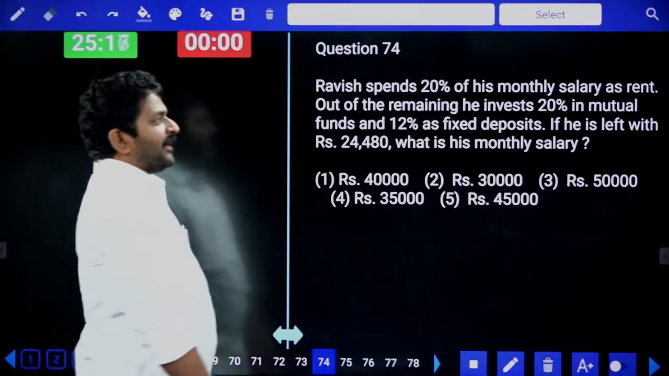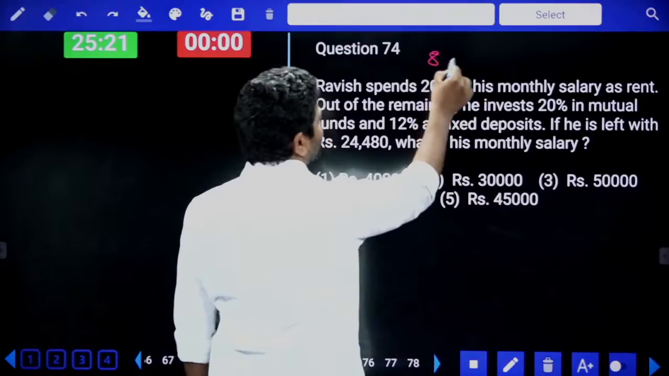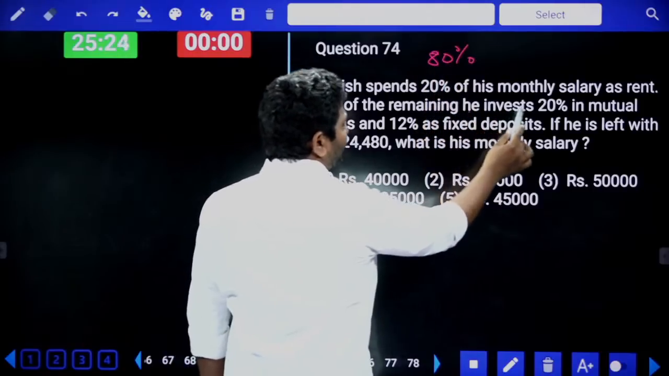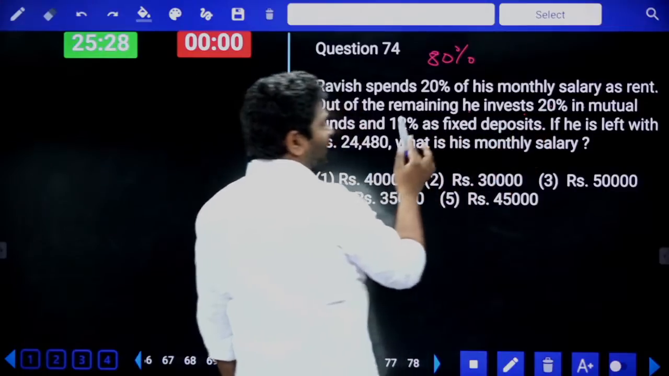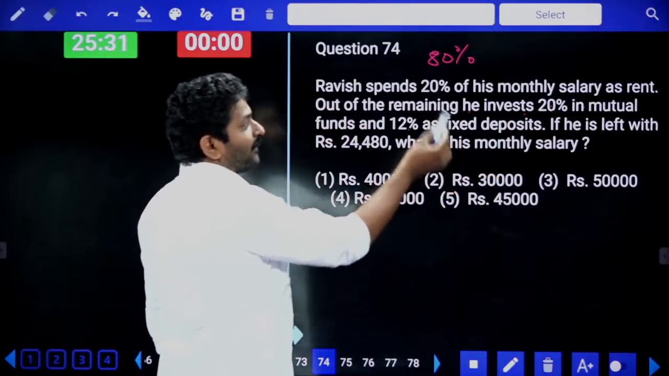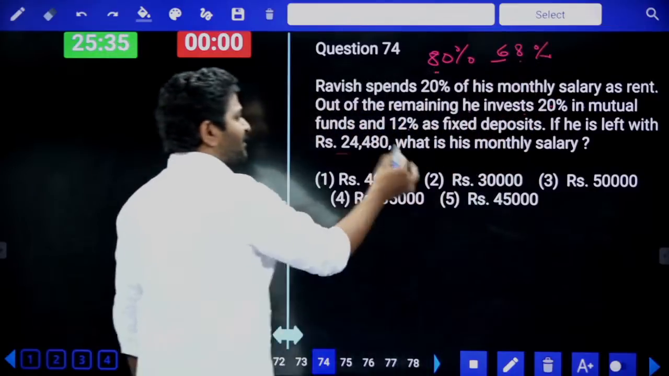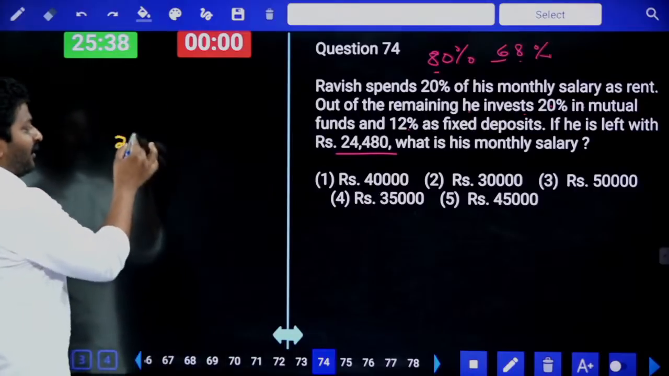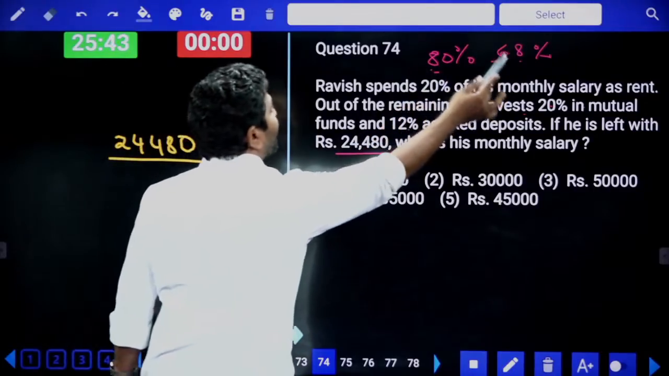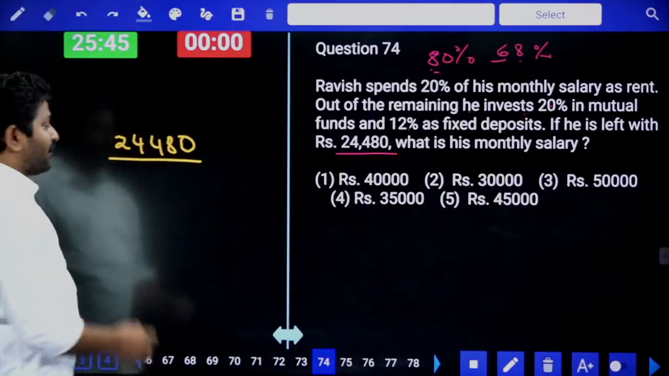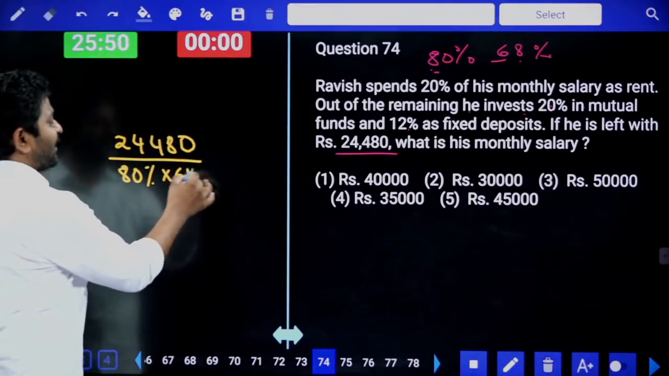Ravi spent 20 percentage of his monthly salary as rent. Out of remaining, remaining is 80%. Out of remaining, he invests 20% in mutual fund, 12% in fixed deposit. So far 32 percentage is over. He is left with 68%. 68 percentage of this number is equal to 24,480. If 24,480 is equal to 80% of 68%, then 1% value is equal to 24,480 by 80 percentage into 68 percentage.